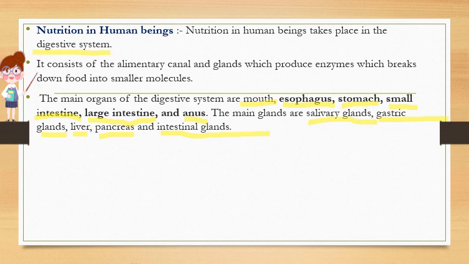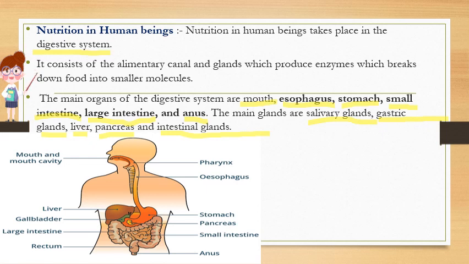Do you want to see that? Yes, let us see now. Have a look at this picture. I told you, where is the mouth? Yes, the mouth is here. It starts from here. This is what we call the alimentary canal. It starts from the mouth and ends with the anus.